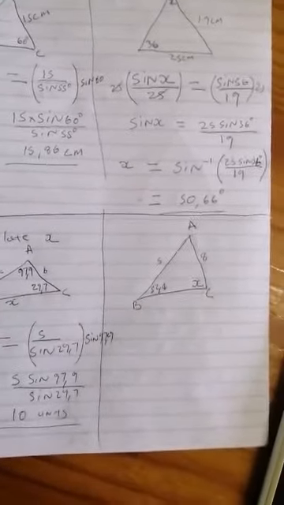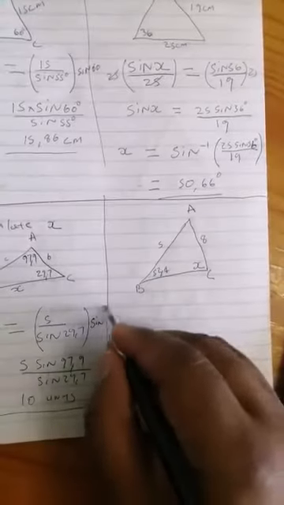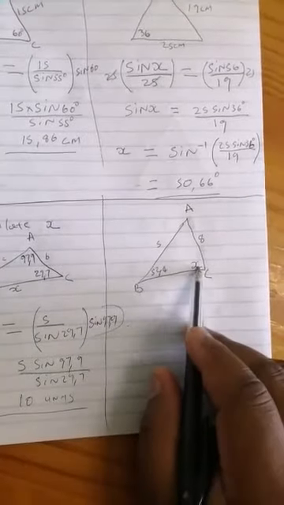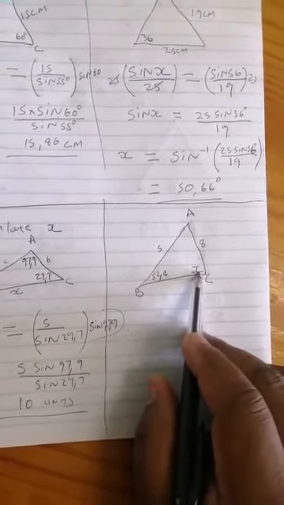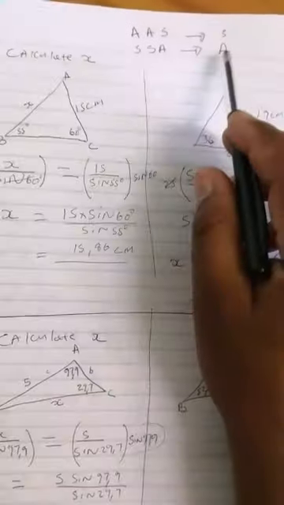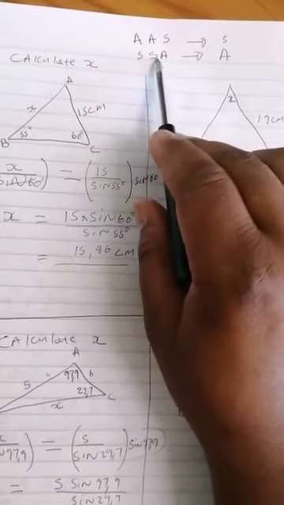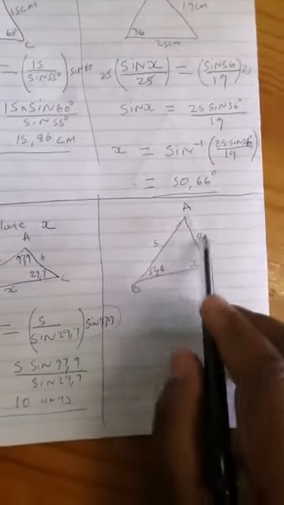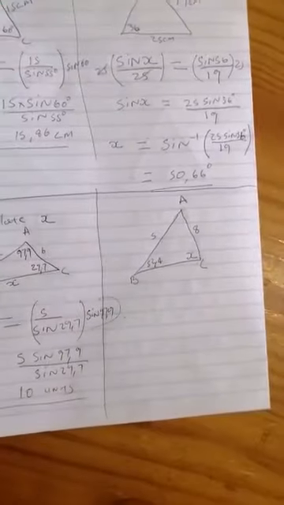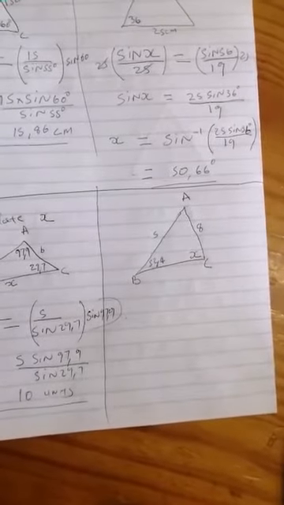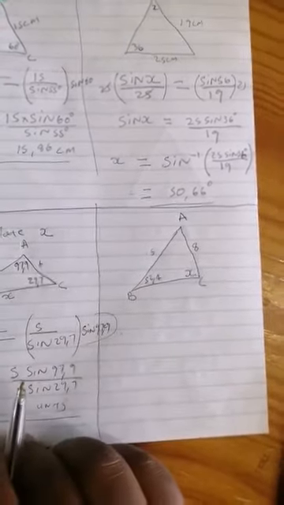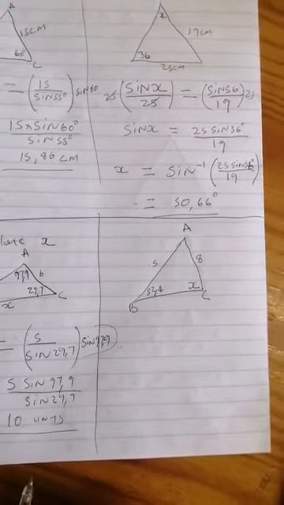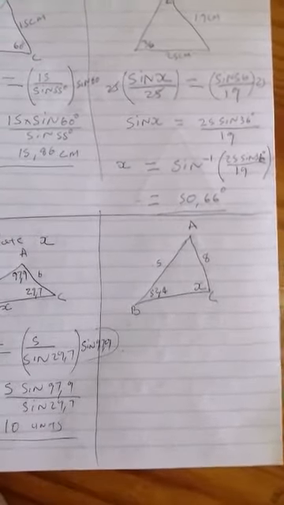Now let's take a look at the second one. Now if you are looking at this one, we are looking for an angle, which is an x. Remember, when you're looking for an angle, you must have two sides and an angle. Let's see if we have that. We've got two sides and an angle, so the cosine rule will be applicable there. Okay, now let's see.